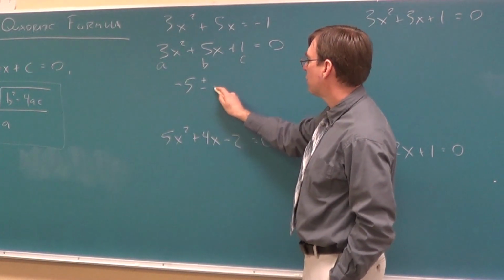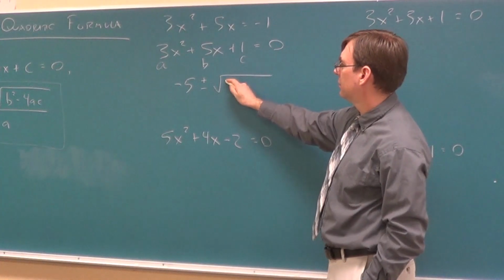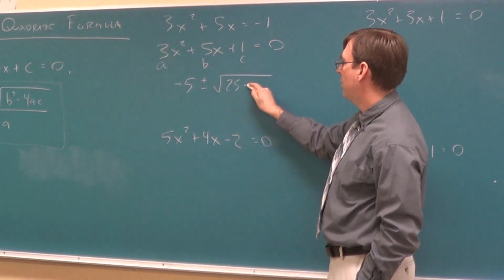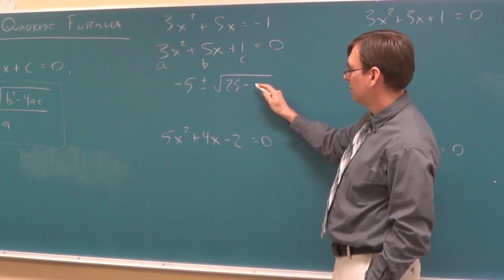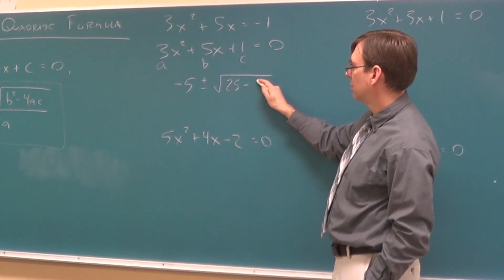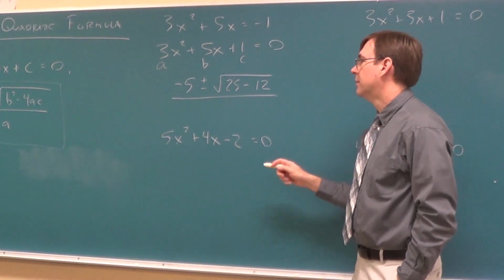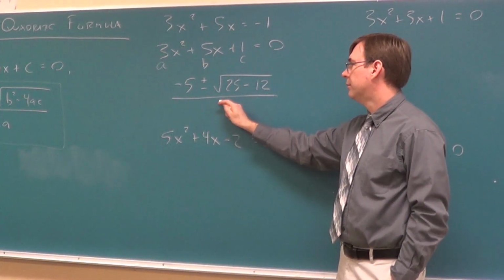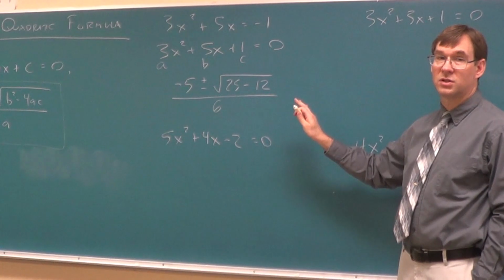I'm going to add or subtract a root. B squared, 25, minus 4 times A times C, 12. All on the top, 2 times A on the bottom, 6. That's our start. Question about start?